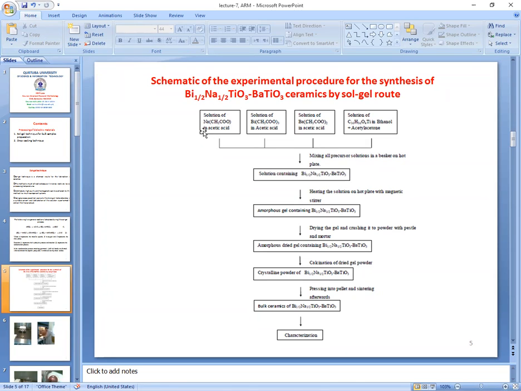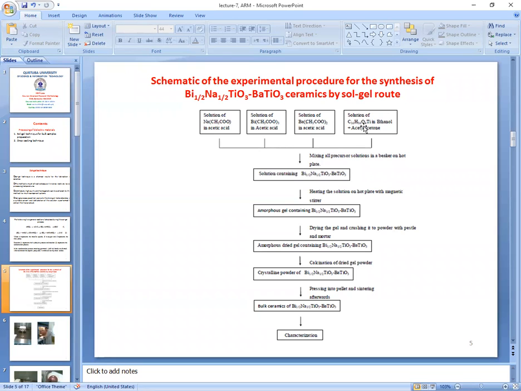So what are those? For sodium content, we use sodium acetate, NaCH3COO. For bismuth content, we use bismuth acetate. For barium, we use barium acetate, and for titanium, we use titanium butoxide.